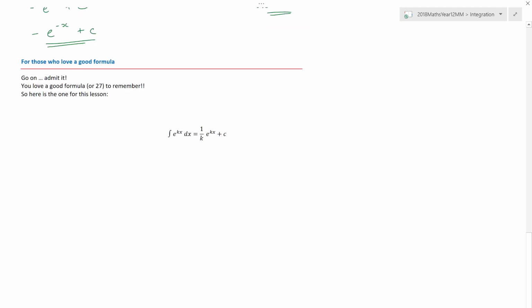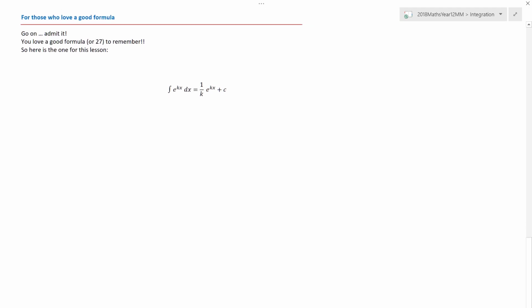Now, again, if you love a good formula, ladies and gentlemen, go on, you have to admit it. But there you go. There's one of the 27 I'm sure you're going to have to remember. And this is the one here that says, basically, if you want to go the integral of e to the kx dx, you just do 1 over k multiplied by e to the kx plus c. So, for example, if I had the integral of 3 e to the 2x dx, that becomes equal to 1/2 times 3 e to the 2x plus c, or 3 on 2 e to the 2x plus c.